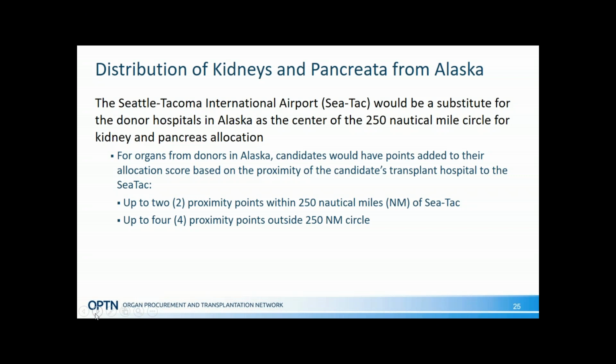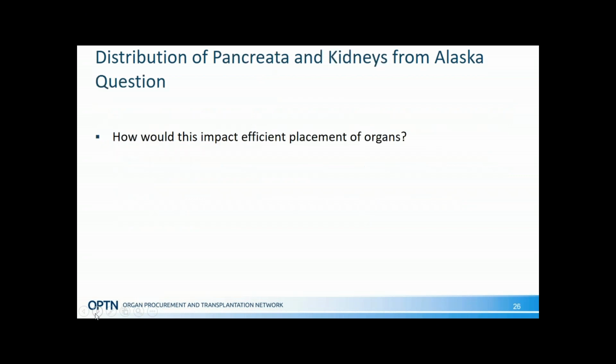are procured in Alaska. They would use the Seattle-Tacoma International Airport as a substitute for the donor hospital as the center of the 250 nautical mile circle for the kidney and pancreas allocation. They would also have the same proximity points as the other kidney allocation. And when you're reviewing this proposal, we'd like you to consider how this would impact the efficient placement of organs.